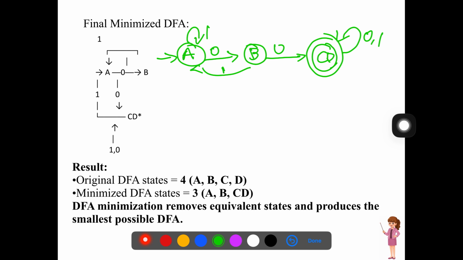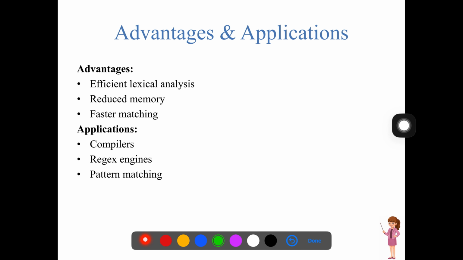Original DFA states are 4: A, B, C, D. Minimized DFA states are 3: A, B, and C, D as one state. DFA minimization removes the equivalent states and produces the smallest possible DFA. I hope you guys understood. Let's move on to the next slide.